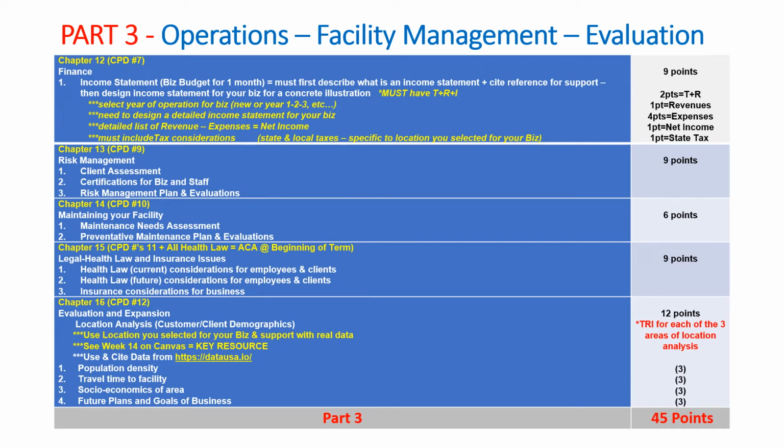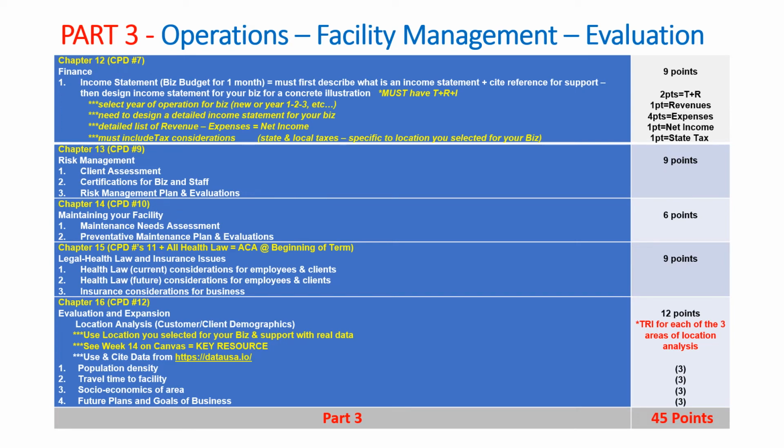Last then, chapter 16, CPD number 12. This is that evaluation and expansion. Right here is where you want to go to that specific location of your business and look at this Data USA link we talked about. You need TRI where you talk about population density, and you're going to use and cite real data specific to the location that you selected for your business.